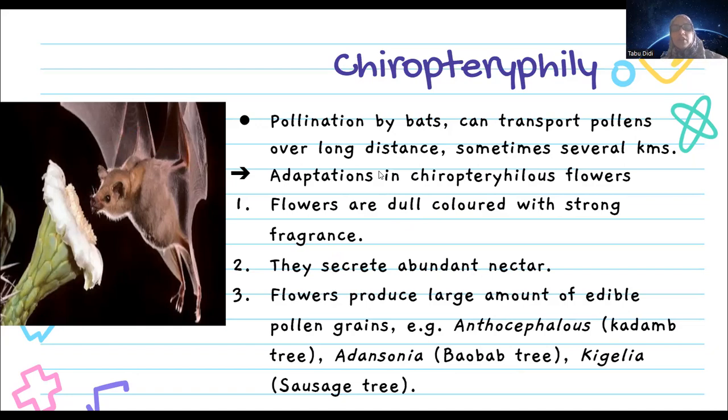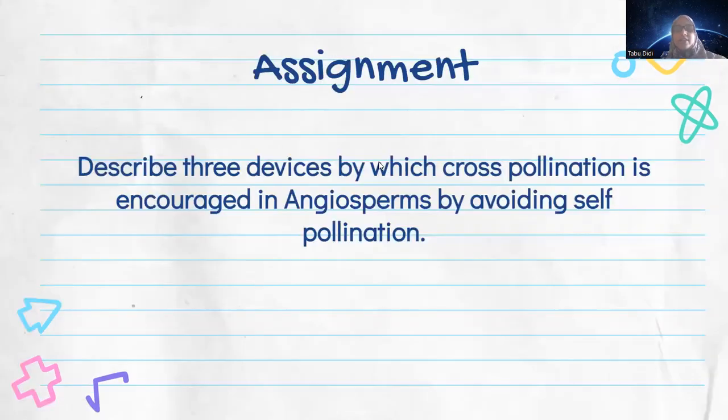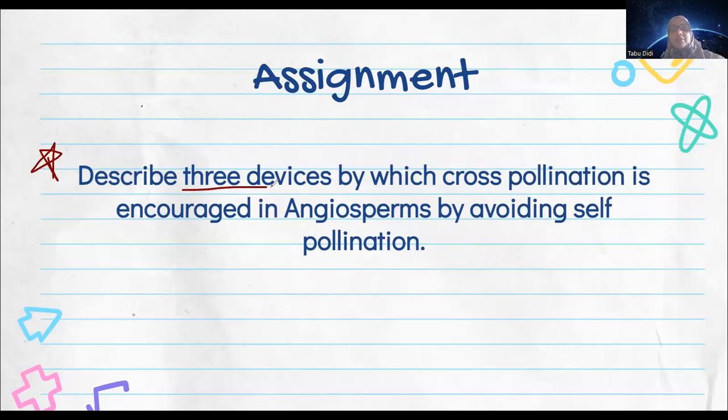If you have any doubt, write it somewhere and you can ask in the live class. So this is the assignment that you will do after this video. That is, you will try to describe 3 devices or 3 types by which cross-pollination is encouraged in angiosperms, and self-pollination is avoided.